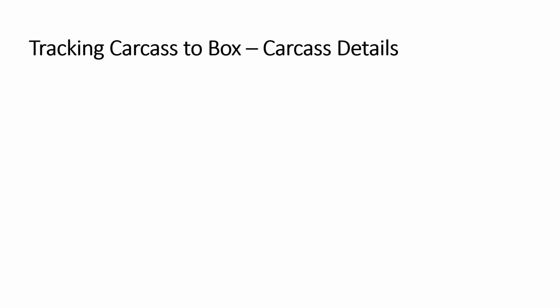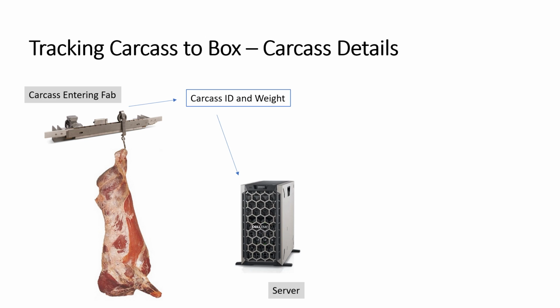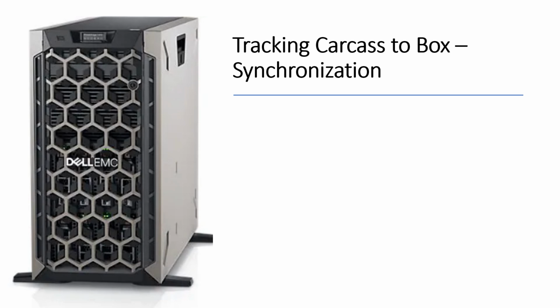Tracking carcasses to box, carcass details. As a carcass is entering fab, the carcass ID and weight are extracted, and then that data is passed to the server. And the box crossing the box scale is picked up. The item code and weight for that box, along with the box number, is passed again to the server. And then there's a process of synchronization that takes place, linking the carcass ID and weight to the item code and weight of the box.